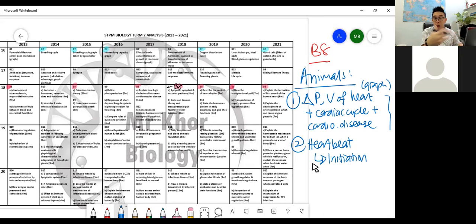Initiation, permulaan denyutan jantung. Initiation of the heartbeat means the SA node generates an electrical impulse that spreads to the walls of the atria. Okay, that is different as compared to regulation. The regulation of heartbeat. The nervous regulation of heartbeat. Okay, so that one I leave it to you.